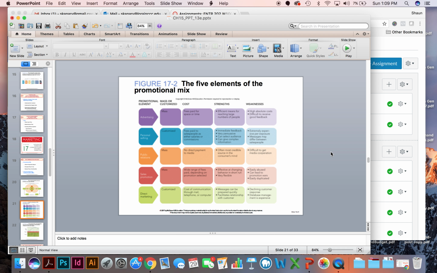Now, the 5 elements of the promotional mix: we have advertising, personal selling, public relations, sales promotion, and direct marketing. It's important to note that each one of these promotional elements has strengths and weaknesses. It's important to note, too, that it's most effective when you use all 5 elements of the promotional mix. And this is what I'm talking about when we talk about an integrated marketing communication strategy. It's important to use all 5 of these elements.